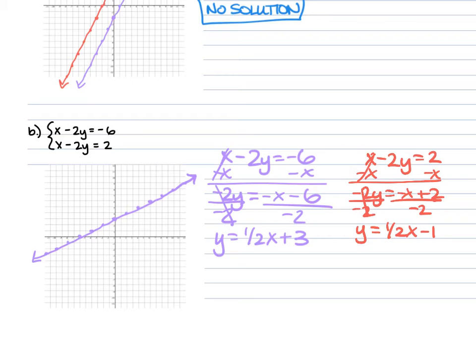So we'll start at negative 1. Use your slope. Up 1 to the right 2. Keep it going for the whole coordinate plane. Draw your line through them. You'll realize that these two lines once again are parallel. So because they are parallel, we have the answer of no solution.